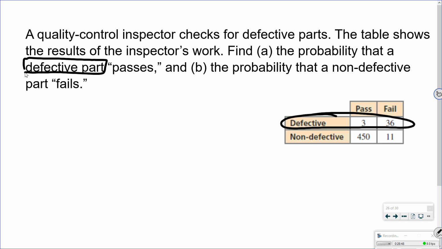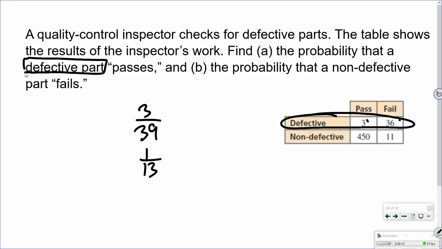Well, if you look on there, 3 of them passed. Out of a total, how many defective parts were there altogether? Well, there were 3 that passed and 36 that failed. So there were a total of 39. So the answer for part A, what is the probability that a defective part passes? That'd be 3 out of 39, which is 1 out of 13, which you could find a decimal on also.